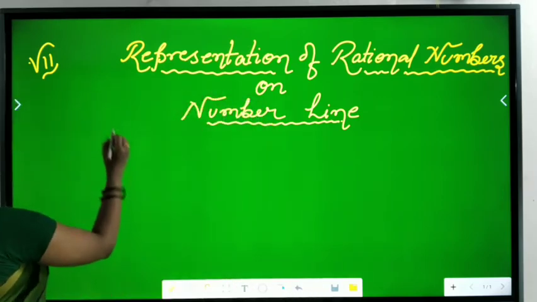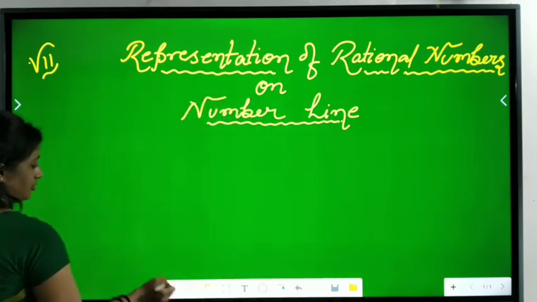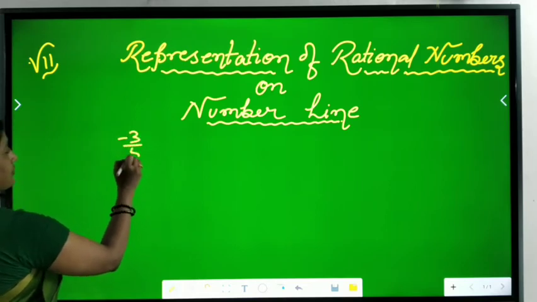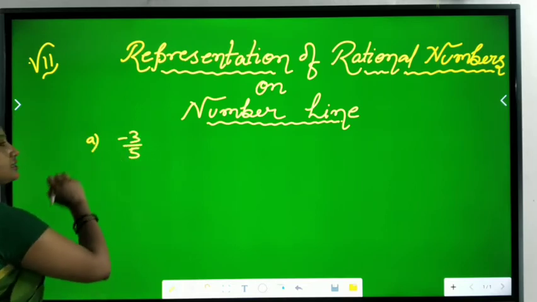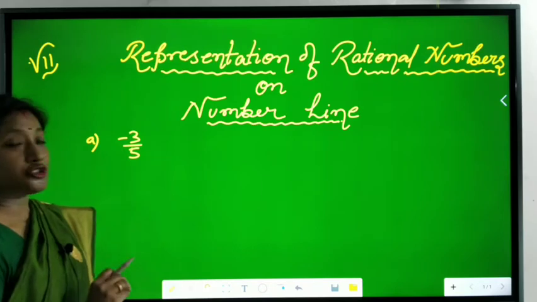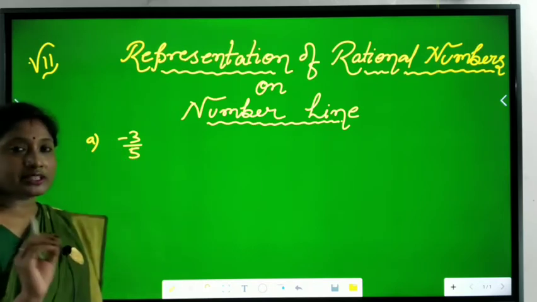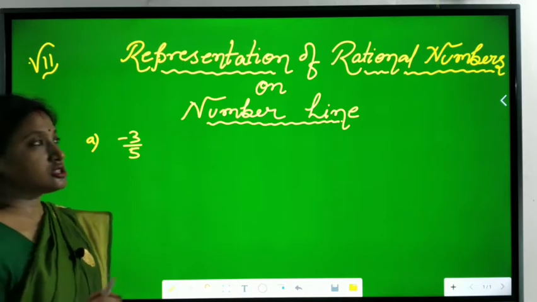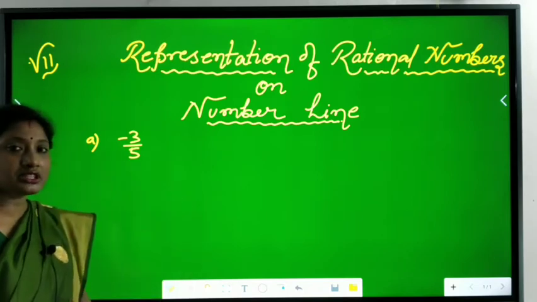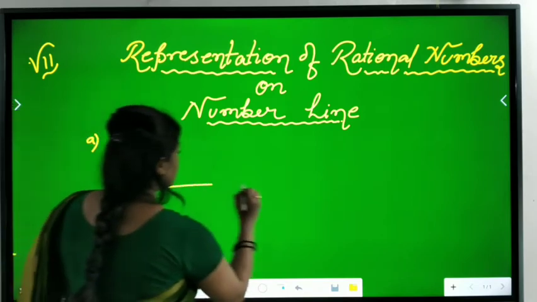Let us take an example, minus 3 by 5. We have to represent this on the number line. So first of all, you have to look at the denominator. You have to examine the denominator here. Just look at here carefully. The denominator is 5. So what will we do here?